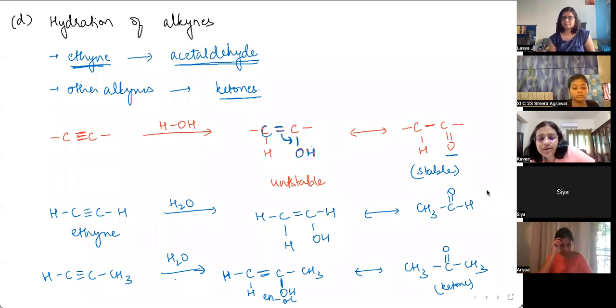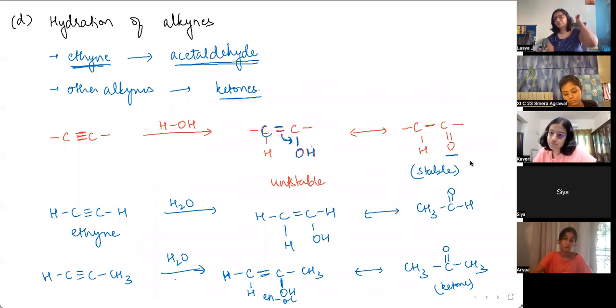So tautomerization. Why do we call it tautomerization? Isn't it just resonance, just two resonating structures? No, they're not resonating structures. Like I've put in, this is unstable, this is stable, right?